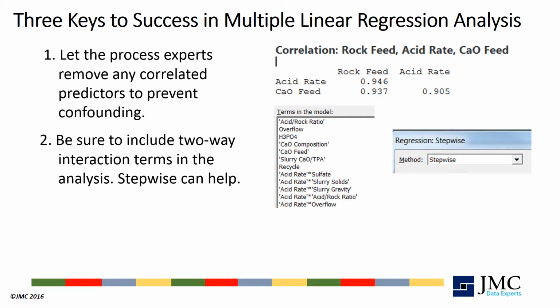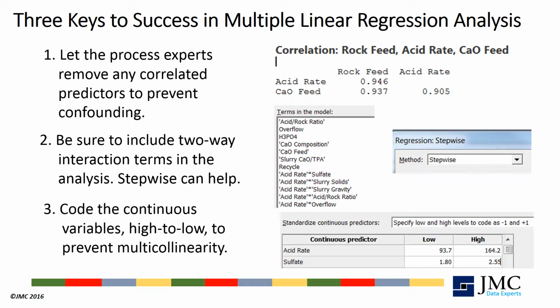Secondly, process variables often interact with each other, so you should test for interaction effects in the regression analysis. This can lead to what might appear to be too many model terms to analyze, in this case 66 two-way interactions and 12 main effects. However, using stepwise regression makes handling a large number of terms in the model reduction much easier.